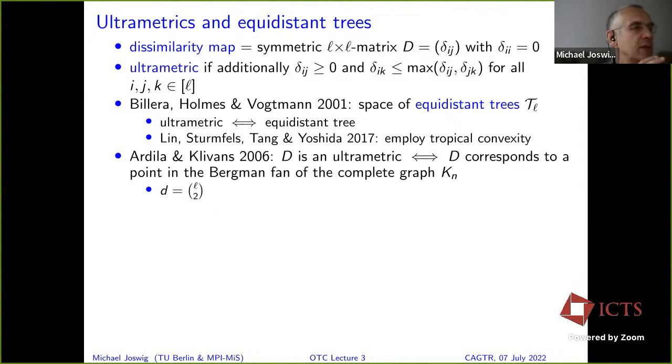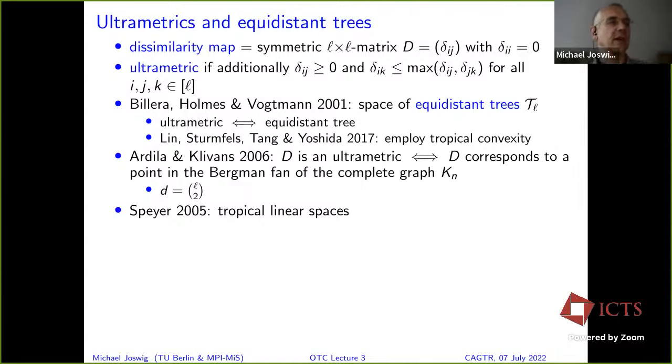More important for our purposes is a result by Federico Ardila and Caroline Klivans from 2006. They gave a matroid-theoretic tropical geometry interpretation of ultrametrics. Namely, an ultrametric is exactly a point in the Bergman fan of the complete graph. The good thing about these is that they are particular examples of tropical linear spaces, which are known to be tropically convex. This is the key thing. So the space of ultrametrics is tropically convex in a natural way. This is an old observation, and this is why people in tropical geometry started to look at these phylogenetic things.